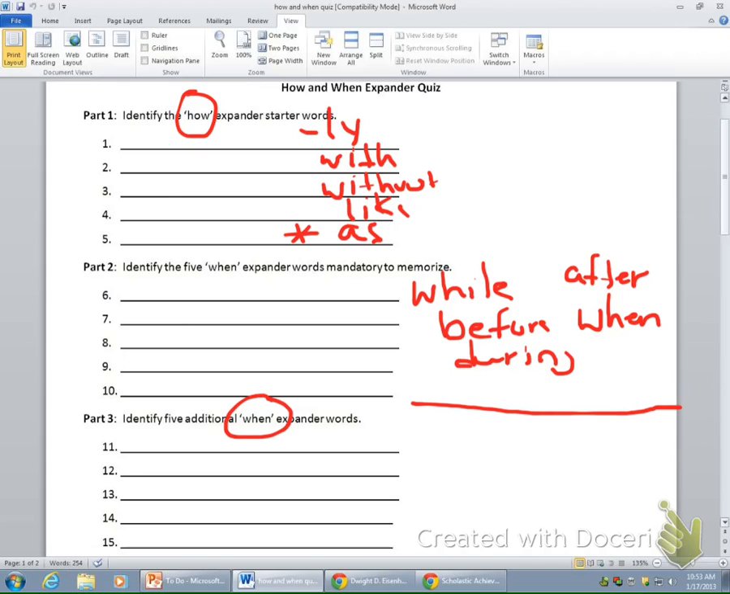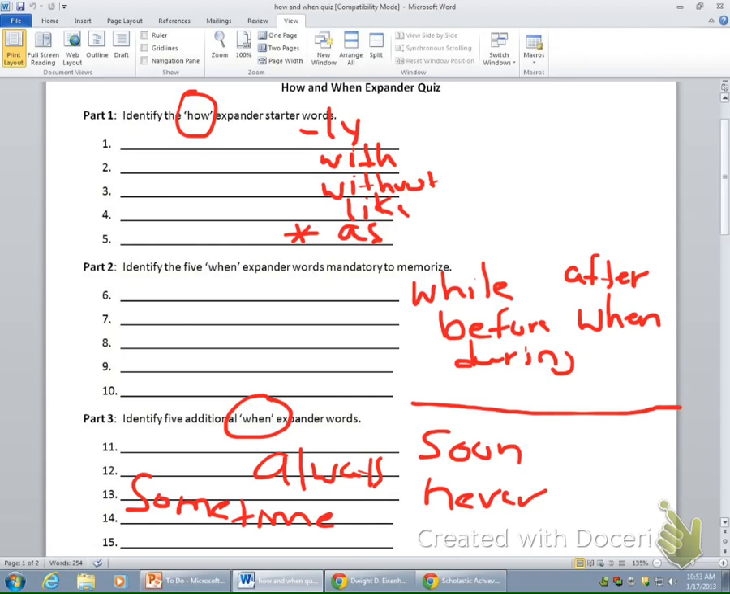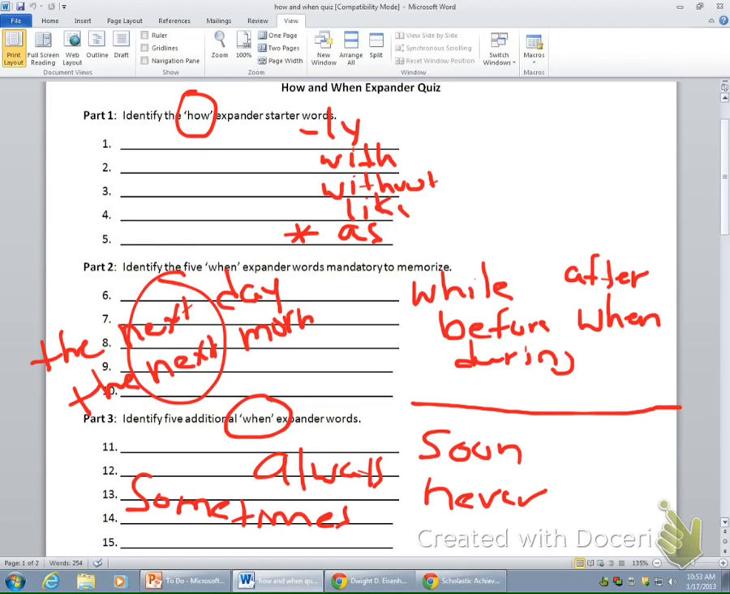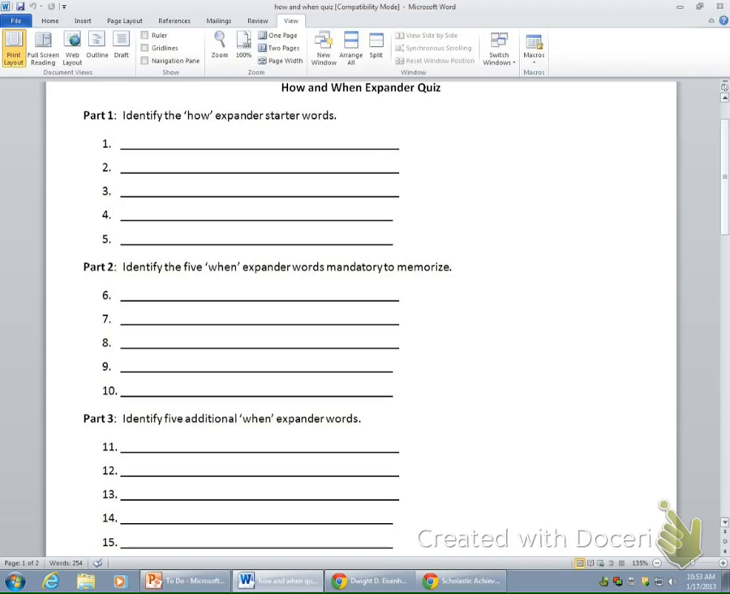All right? Now, what you had to do here is you had to give me 5 additional when expanders. And I didn't want the really obvious ones like tomorrow, yesterday, okay? Rather things like soon, never, always, sometimes. Some of you put the words like the next day. Okay, so you would put the next day, but then you would write the next morning. You know what? That's pretty much the same thing. You're talking about next is telling you when. So I counted that as 1. All right, are there any questions on that?